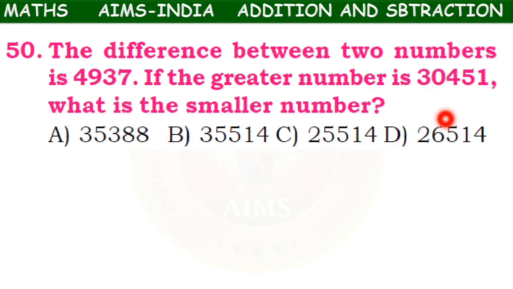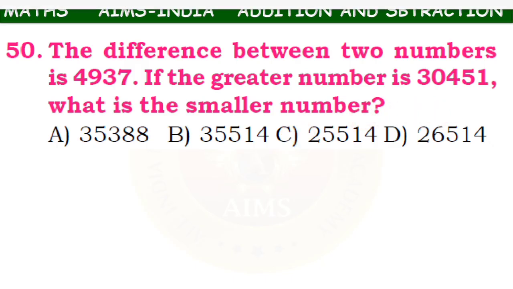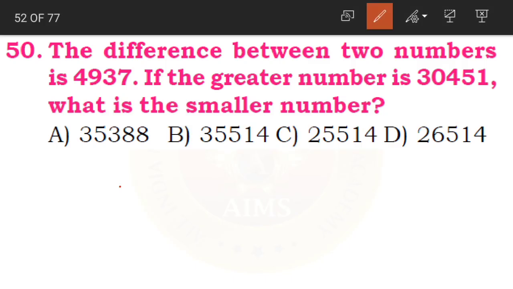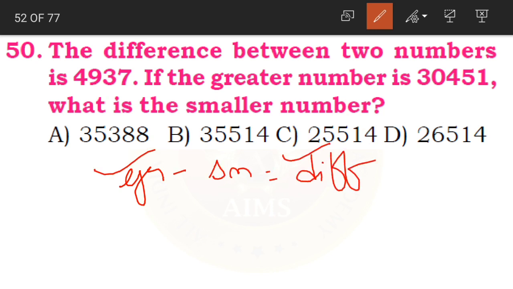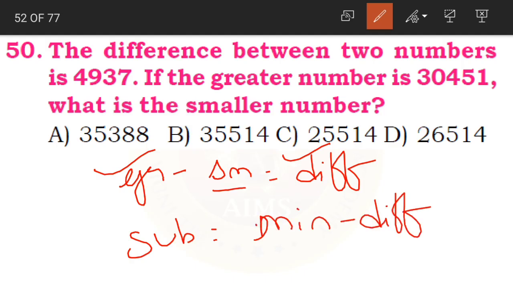The difference between two numbers is 4,937. If the greater number is 30,451, what is the smaller number? Yes, children, we already did this, right? We are having the greater number and the difference here. So how to find out the smaller number? Smaller number or the subtrahend is equal to the minuend minus difference. What is the minuend? Bigger number. The bigger number minus the difference will give us the smaller number.